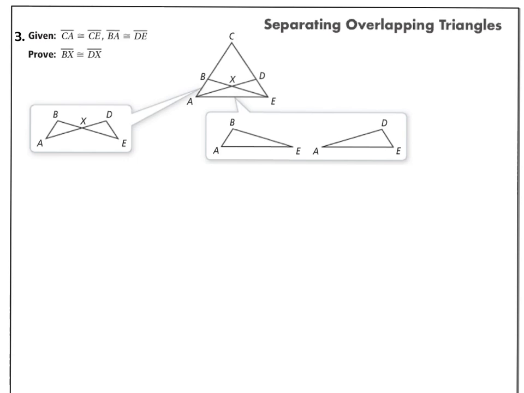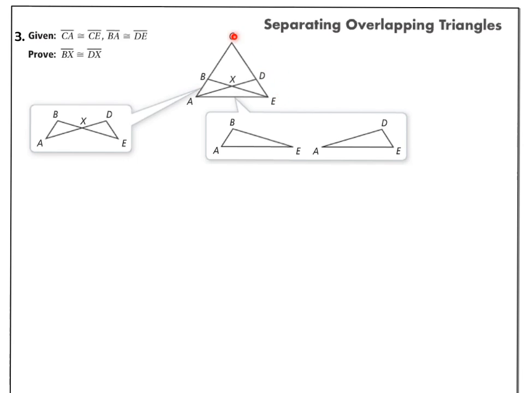All right, let's look at problem 3. So this proof, I kind of cheated. I already have the triangles drawn out for me because I have a triangle, and then I have these small triangles in here, and then I have these other triangles in here too. So I really had to separate all of these overlapping triangles to see it more clearly. So given that segment CA, which is this long segment here, is congruent to segment CE.